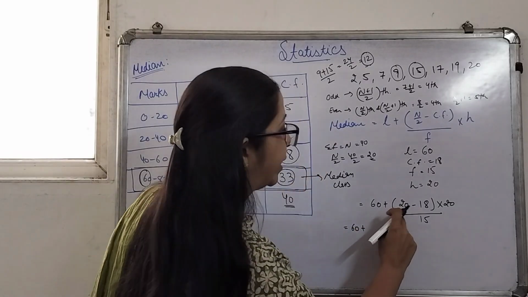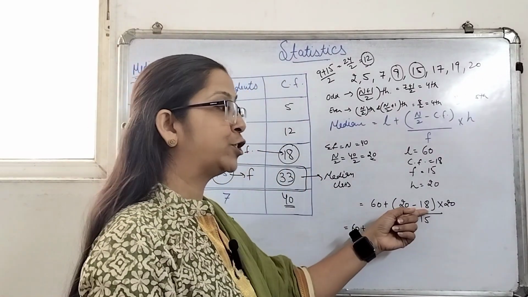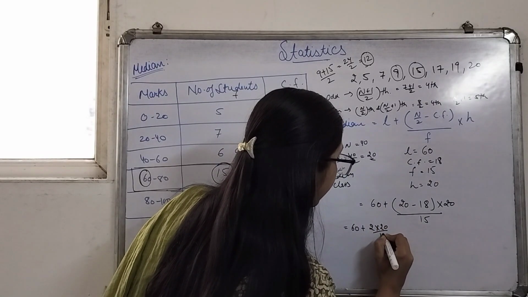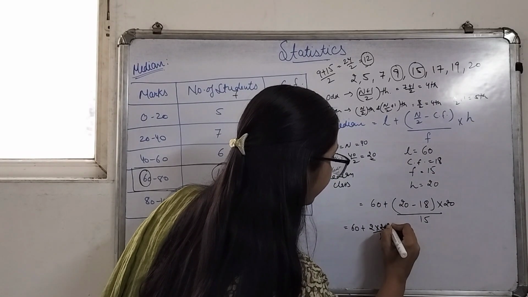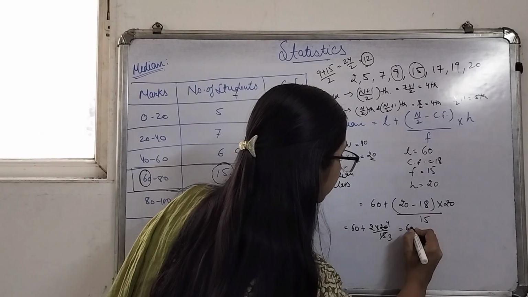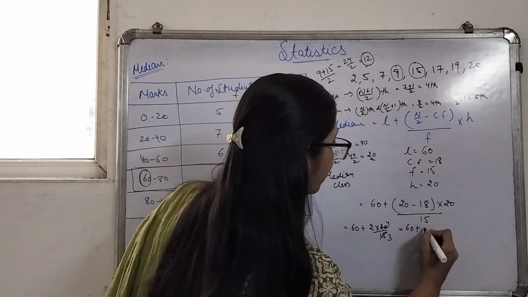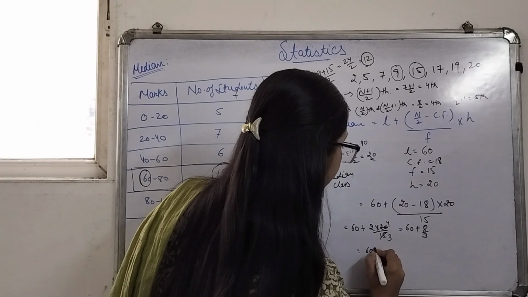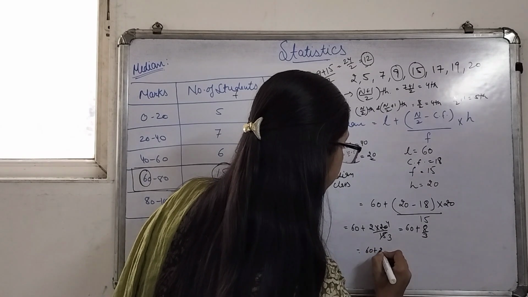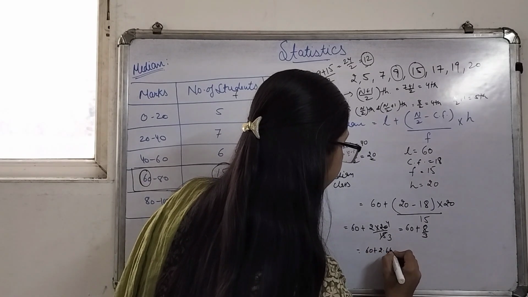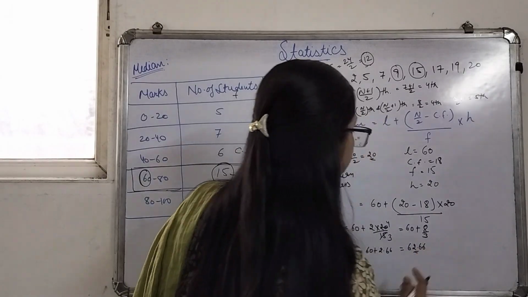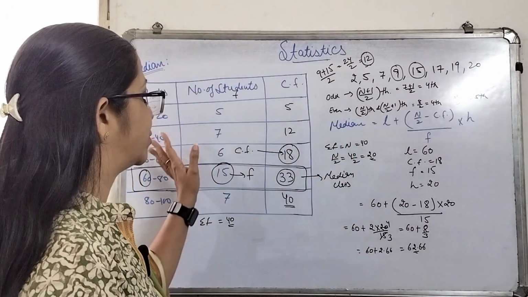60 plus 20 minus 18 will be 2. So 2 multiplied by 20 divided by 15. 5 3s are 15, 5 4s are 20. So it will turn to 60 plus 2 multiplied by 4 will be 8 by 3. Or we can say 60 plus, 3 2s are 6, 3 6s are 18, like this. So it will be around 62.66. This will be the median for the given observations.